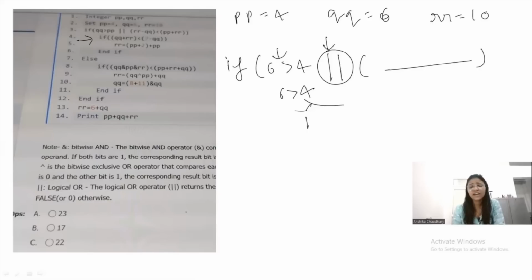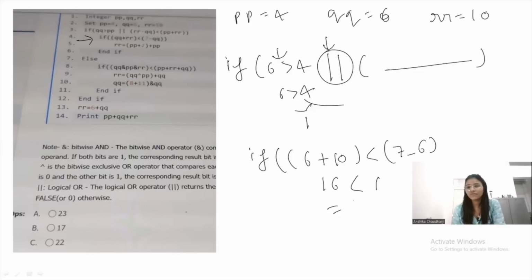Again, we have to check for a condition. So this is if QQ plus RR. So Q value was 6 plus R value was 10 is less than 7 minus QQ. 7 minus QQ was 6, so it will become 16 is less than 1. So this condition will become false. Okay, so if it is false, we will jump out from here. We have done with the if part. We will not go in the else part because we have done with the if part only. So we will directly jump out here at line number 30.